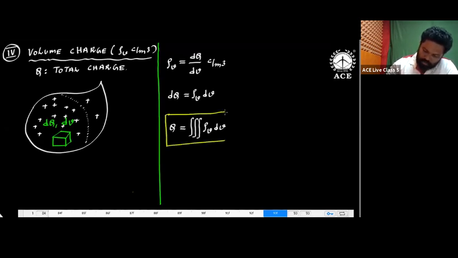Always you can convince yourself with the help of units. It is coulomb per meter cube multiplied with meter cube. Here it is coulombs.